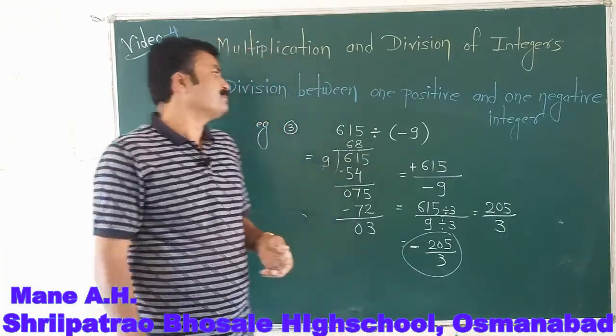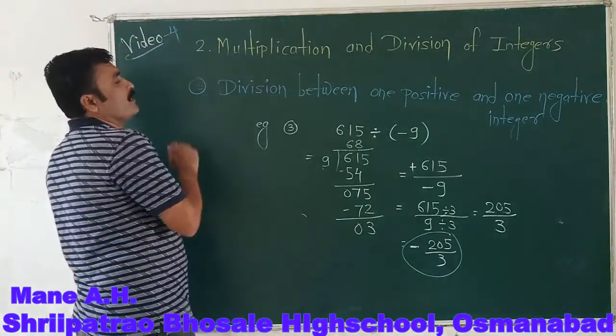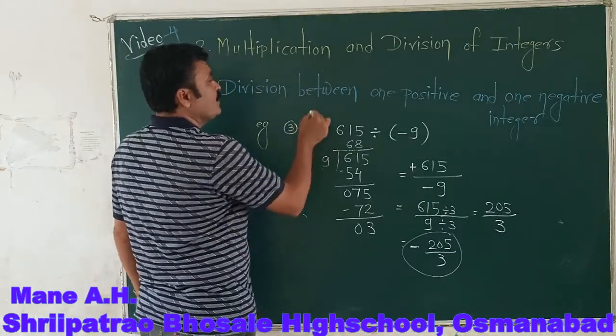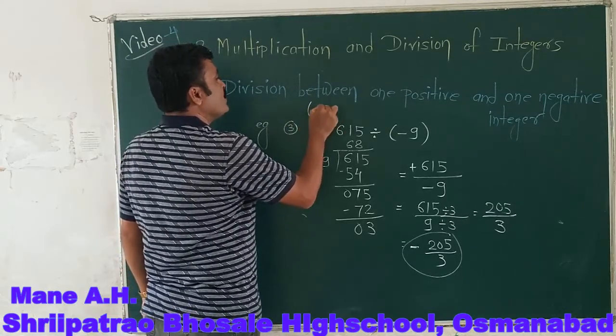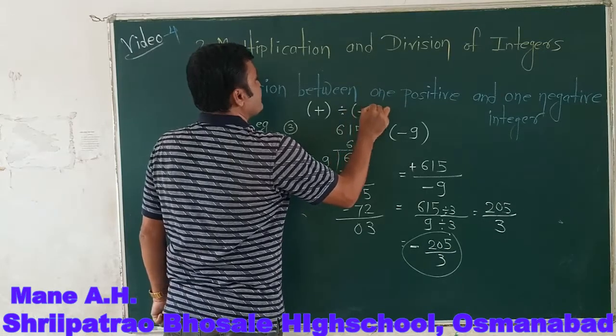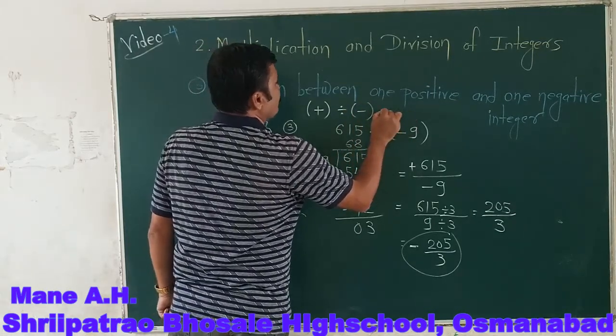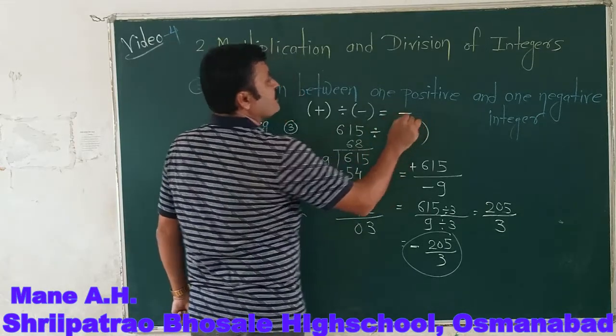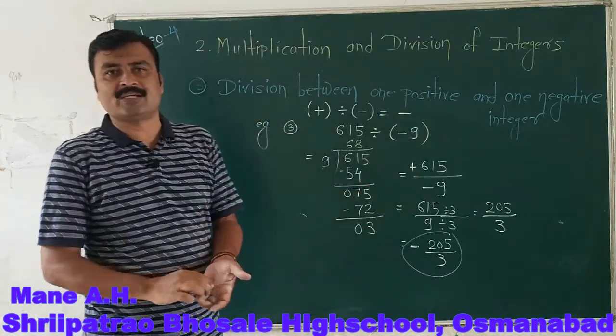So in this third condition, we just remind the rule of division here, that is, when in division one positive and one negative number comes, then the quotient of their signs division is always minus or negative.